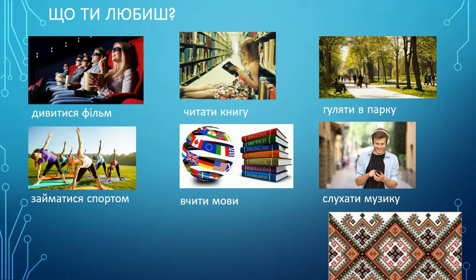Next phrases with two words, infinitive and noun. Що ти любиш? Дивитися фільм. Watch a film. Читати книгу. To read a book. Гуляти в парку. To walk in the park. Займатися спортом. To go in for sports. Вчити мови. Learn languages. Слухати музику.